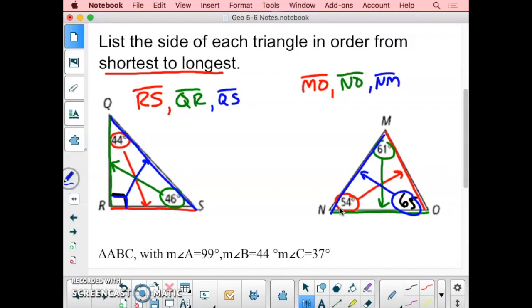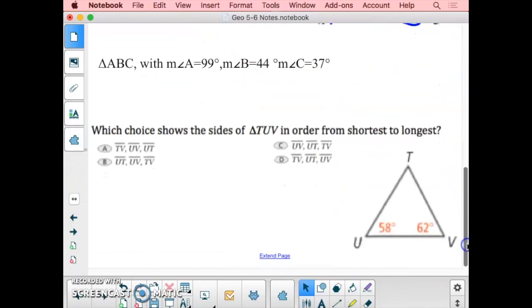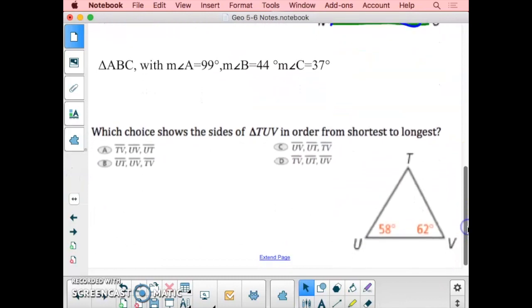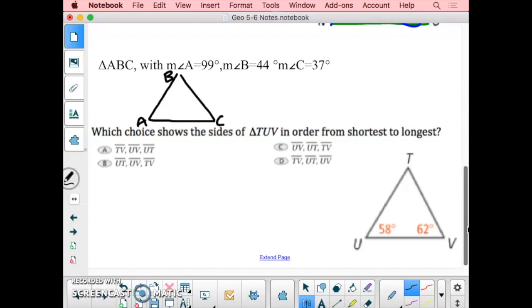Okay, moving on. This time they don't give you the picture. You can certainly draw it. That would help you figure out quickly where everything should go. All right, so just put an A, B, C anywhere you want, and then label the picture how they said. So by A, we need a 99. By B, we need a 44. By C, we need a 37.